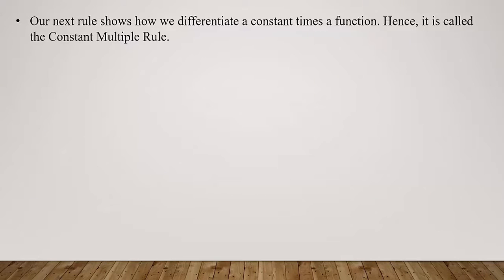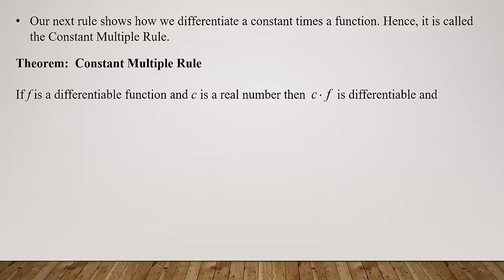Our next rule shows us how we can differentiate a constant times a function. For that reason, this next rule is called the constant multiple rule. And for this theorem, that's what I name it, the constant multiple rule. So in this theorem, f is just a differentiable function. C is a real number.